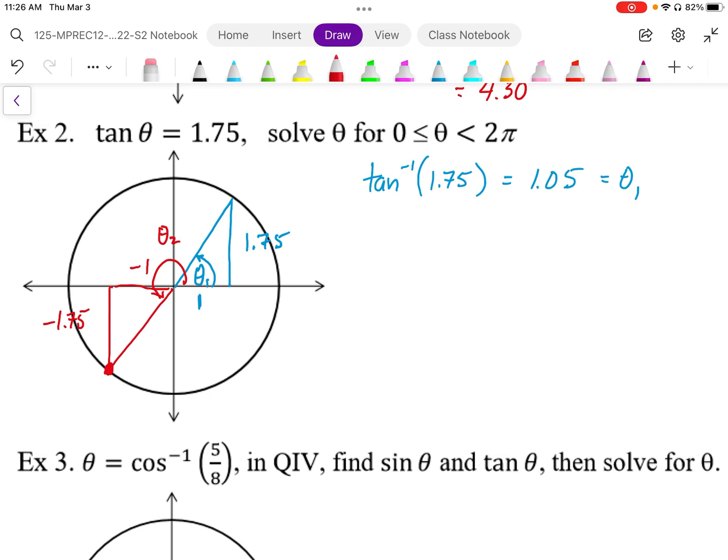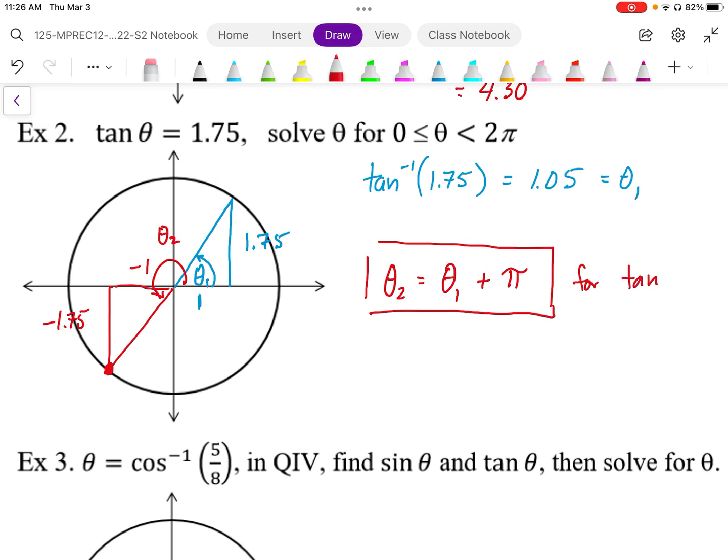Now, for any tan ratio though, since tan is slope, really I can just draw a straight line and go to the other side of the circle to get the other angle positioning. So this is how we're going to find theta 2 for tan. We're just going to take the original angle, and then we're just going to go around half a circle to get to the other position that gives me the same tan ratio. So this is a formula that we use for tan. We just go to the other side of the circle.